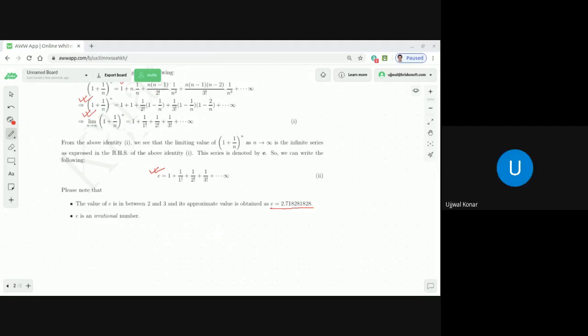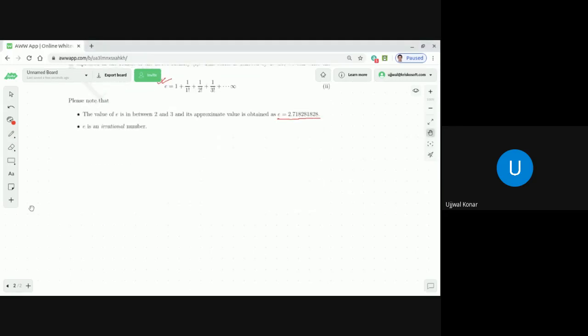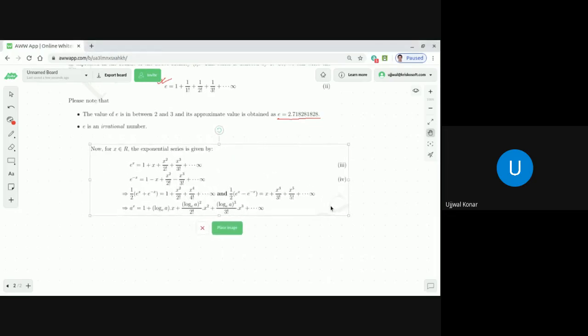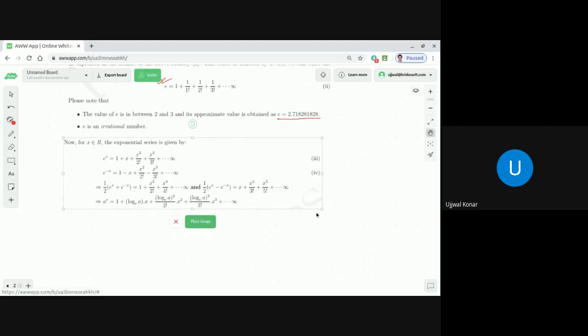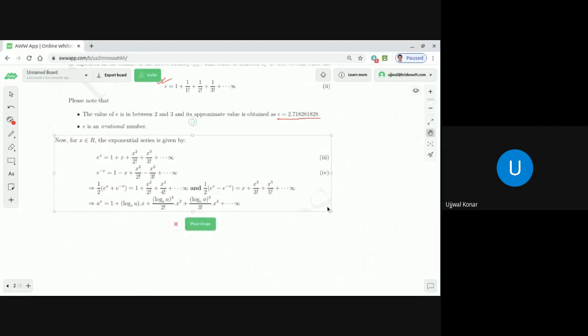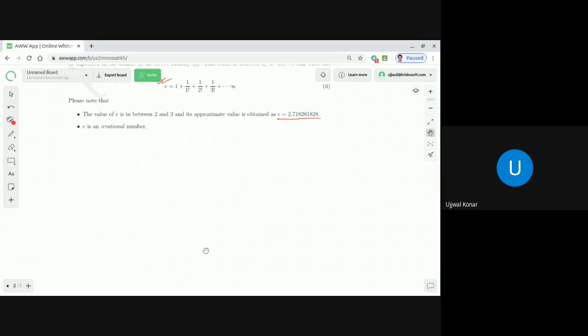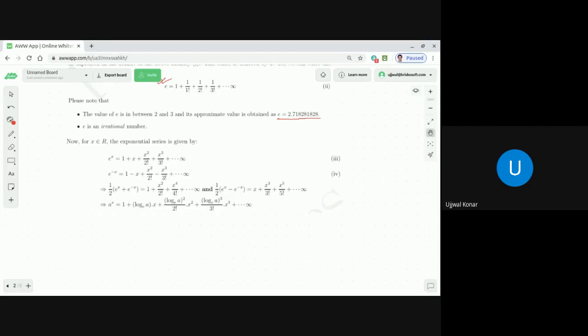Now, what you need to remember is that what we defined so far is e. For x belongs to R, let me show you the exponential series first, dear students. e power x equals 1 plus x plus x squared by factorial 2 plus x cubed by factorial 3 up to infinity. Very important to know. A lot of places it will be used in future.